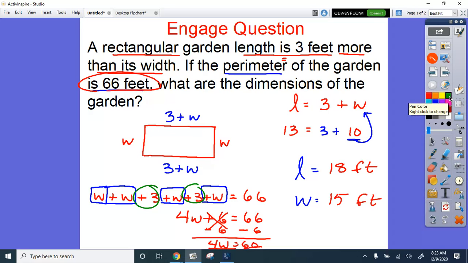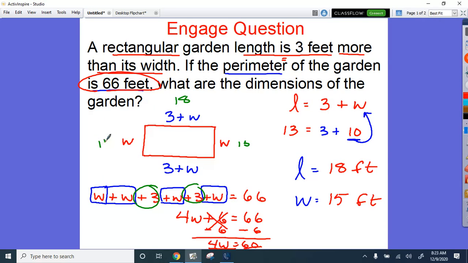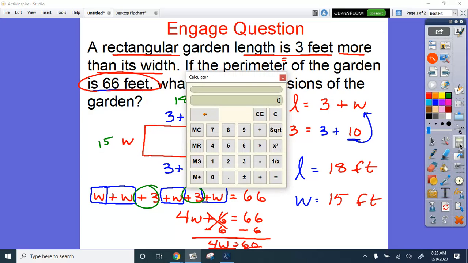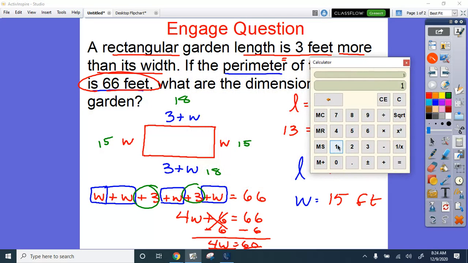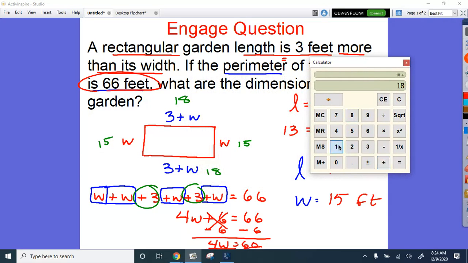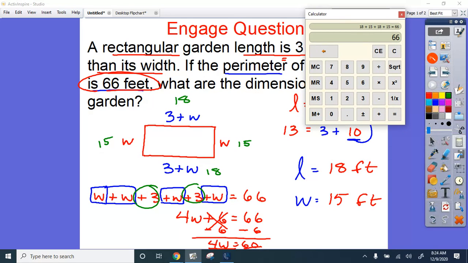So I'm going to write these up here in green. This is 18, 15, 15, and 18. What am I going to do with these 4 numbers together? I'm going to add them all together here. Okay? So I'm going to take 18, add 15, add 18 again, add 15. My total is 66, which is what the footage should have been in the end. So that confirms that these 2 right here are accurate.